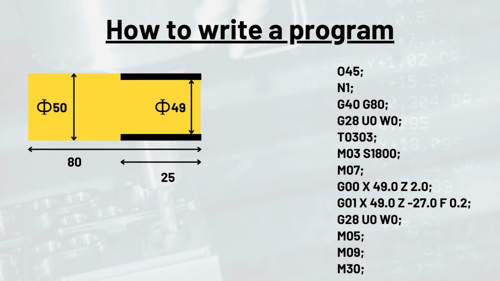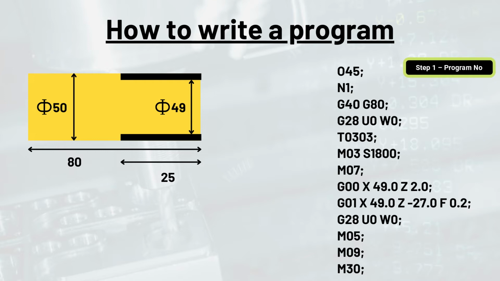In this lecture, we will learn about the simplest and most precise way of writing a CNC program. The very first step in writing a program is the program number, which generally starts with the letter O. Let's say we have to write the 45th program, then we will write O45. This program number can go up to 4 digits, that is from 0 to 9999.